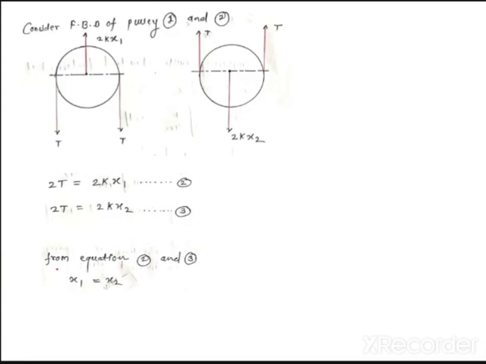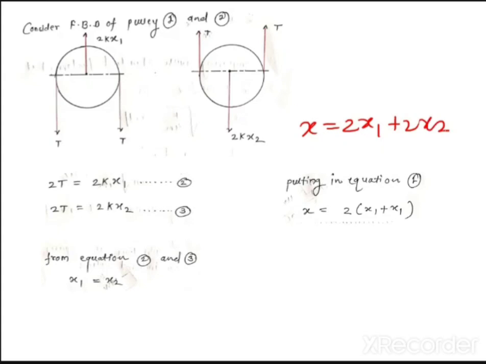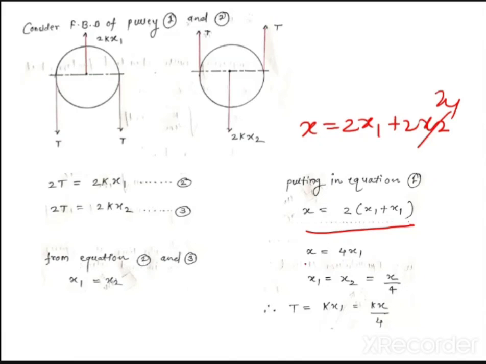Now putting in equation 1, what is equation 1? x is equal to 2x1 plus 2x2, right? So now x1 is equal to x2. Put x2 equal to x1. You are getting x is equal to 2x1 plus 2x1. So we are getting x is equal to 4x1. So x1 is equal to x2 is equal to x by 4.